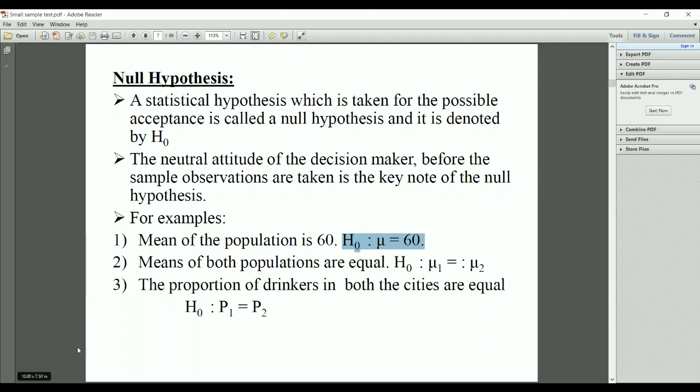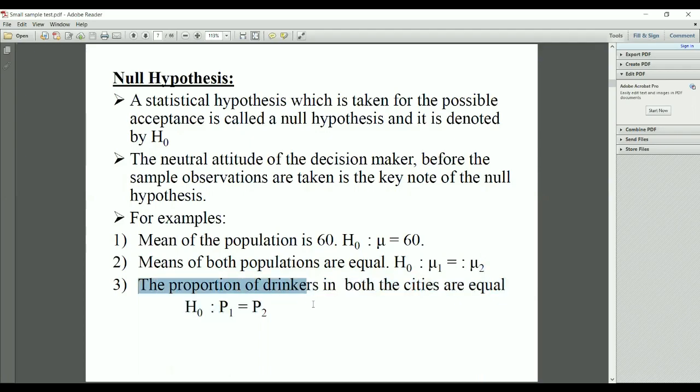The second example: the means of both populations are equal. So H naught is mu1 is equal to mu2. If I want to check the sample mean or population mean of any two groups, we will give this statement. Whenever we go for data analysis, first we have to give the objective: what is your H naught and what is your H1. So here we are assuming that mu1 is equal to mu2.